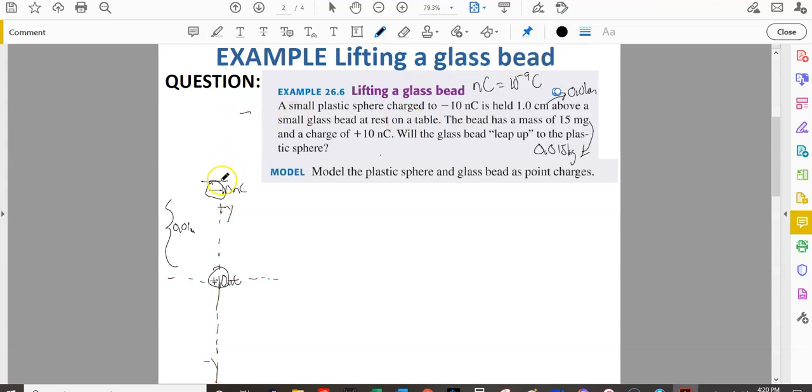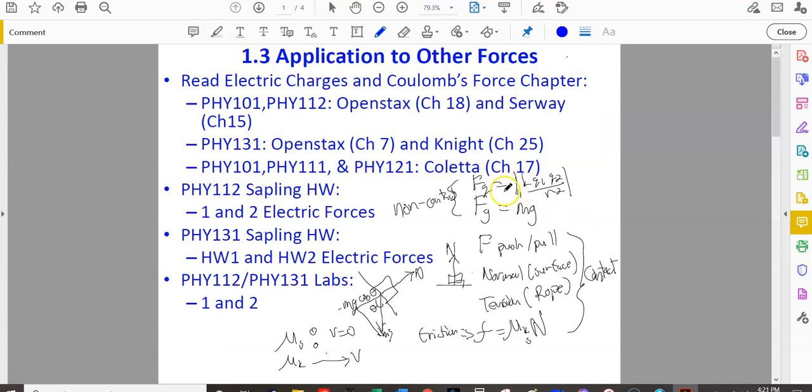Okay, well, the positive 10 nanocoulomb object is sitting on the table, okay, and they're asking, will it leap into the air? Let's think about which one of these forces are acting on it. Okay, so since there are charges involved, and obviously we're in the electric force part of the chapter, there's going to be a Coulomb force acting on it, and this object does have a mass, so it's going to have an F sub q and also an F sub g working on it.